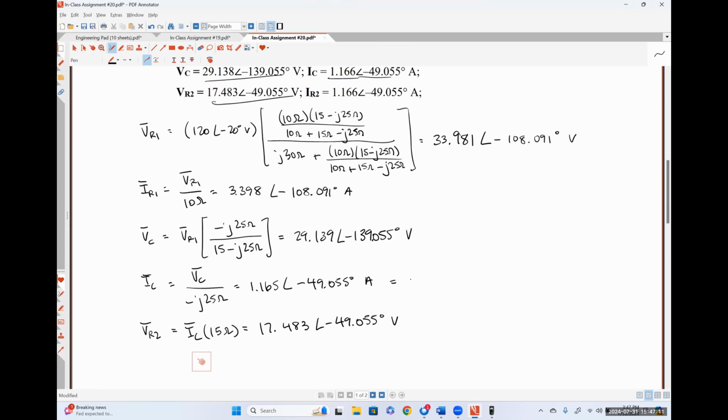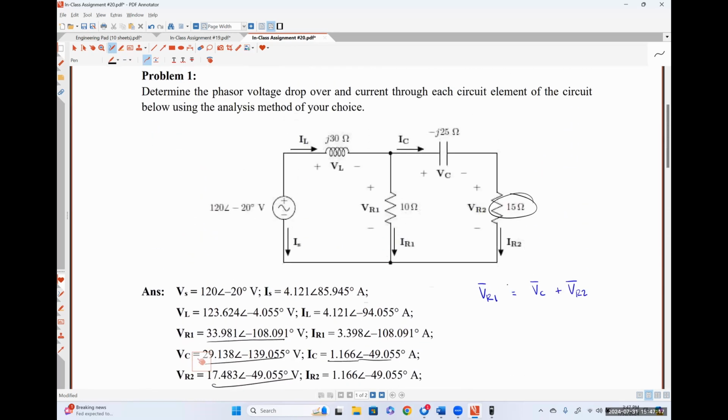IC is the exact same thing as IR2 because those two elements are connected in series. So based on everything that I now know, how would I find IL, VL, or IS?